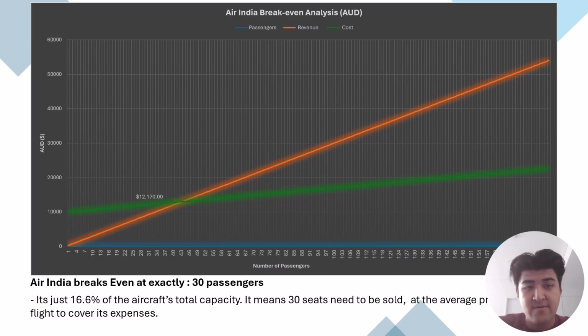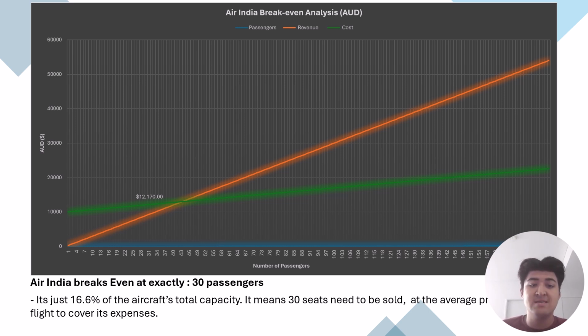I then graphed these values using line charts in Excel, plotting passenger count on the x-axis and cost and revenue on the y-axis. What this showed me very clearly was the exact point total revenue overtakes total cost. That moment is when the airline goes from operating at a loss to starting to generate profit. And that moment has a name, the break-even point.